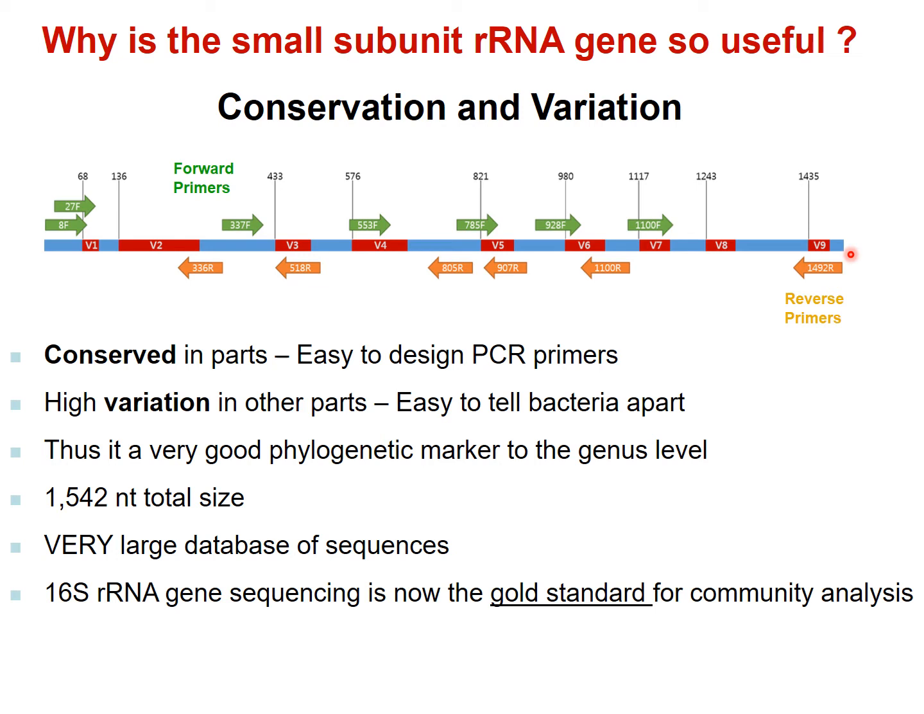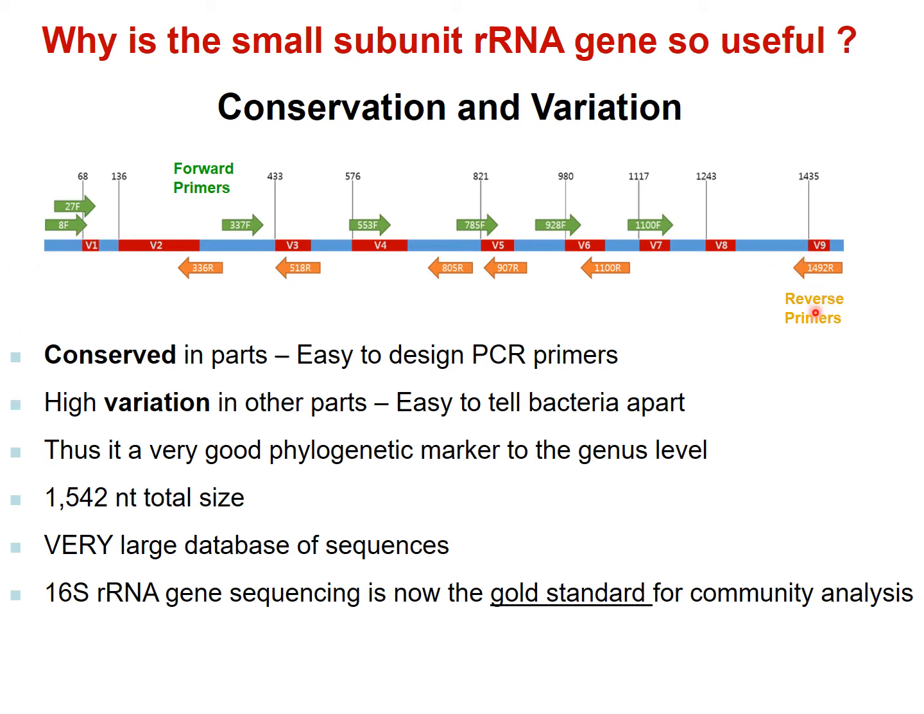Now, why is variation good? Well, if this ribosomal RNA gene was absolutely identical in all organisms, then you would amplify it, you would sequence it, and you would get the exact same sequence from every single organism. You can't tell them apart. So you need some sort of variation. It allows us to tell the bacteria from each other. And so having so many variable regions, the more variable regions you have, the greater resolution you have. But usually we can identify to the genus level. Species is kind of difficult.